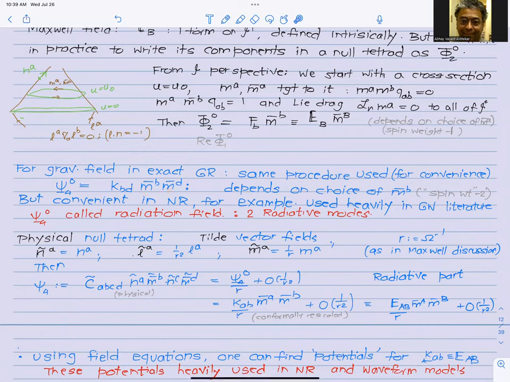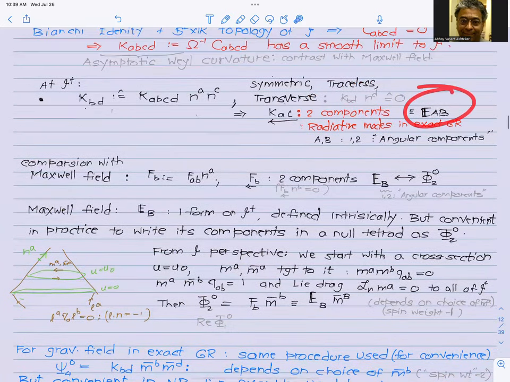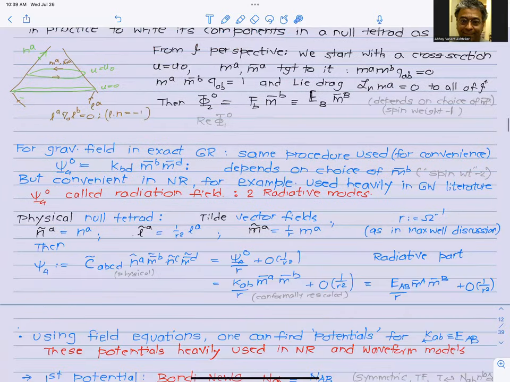And so this is a complex quantity, and that depends, of course, on the choice of m bar. I have two m bars, and therefore it is said to have spin weight minus 2. So I can just take this tensor and pull it back to Scri, and therefore I get an object which we call E_AB up here at Scri. Or I can use the Newman-Penrose tetrad, and I get a function which has spin weight minus 2.